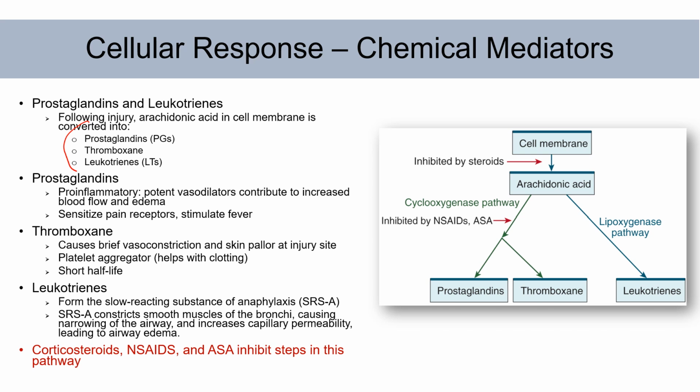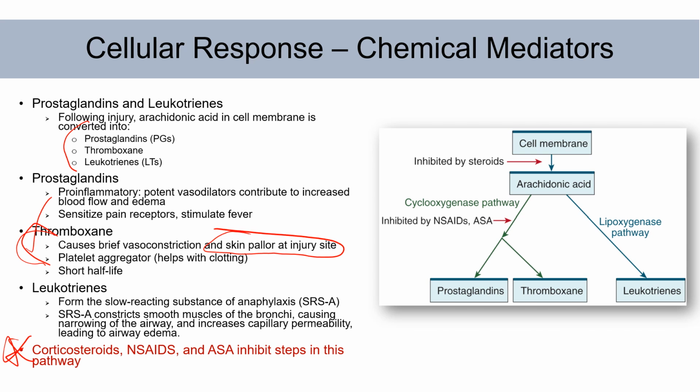Also to mention thromboxane, so this causes that brief vasoconstriction at the beginning. It also causes skin pallor at the injury site, but it has a short half-life, so this one we're not too concerned about. Then we have leukotrienes. So leukotrienes form the slow-reacting substance of anaphylaxis, which is SRSA. Okay, so it has some effect on our lungs, and that plays a big role when we have those anaphylactic reactions. So to remember, corticosteroids, NSAIDs, and ASAs inhibit steps in this pathway.